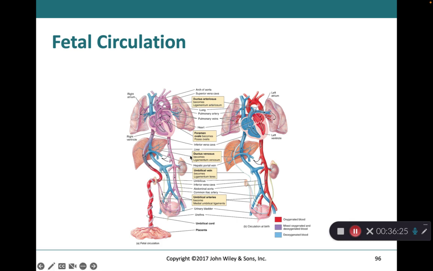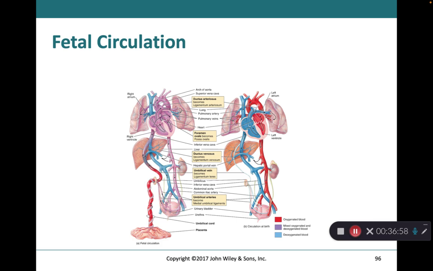From there, we have our ductus venosus here. In the adult, or after the baby's born, this becomes the ligamentum venosum. Okay, so this runs blood from the umbilical vein to the inferior vena cava, then to the right atrium. Okay, then we have our foramen ovale here. Okay, this is the opening between the right and left atrium, and it's known as the fossa ovalis after the baby is born.